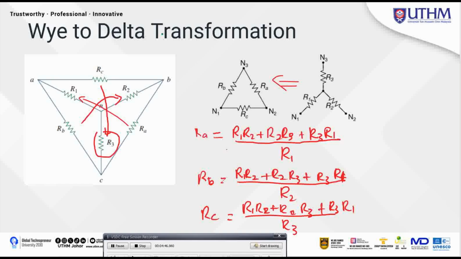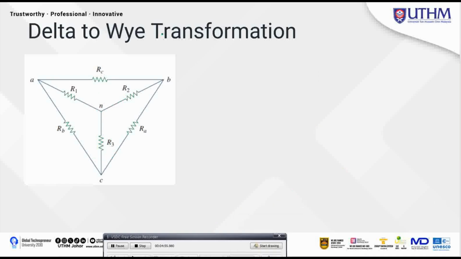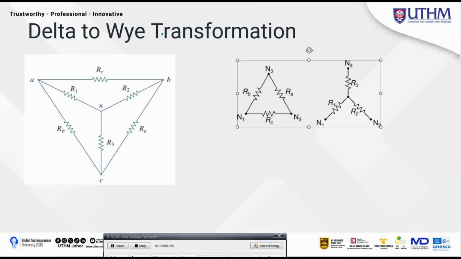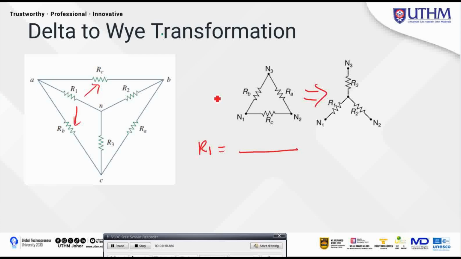Now let's look into the delta to Y transformation, from delta circuit into the Y circuit. Let's say we want to find R1, R2, and R3. R1 is equal to RB times RC. For R1, the resistors we have to look at are the top ones, RB times RC, divided by RA plus RB plus RC.